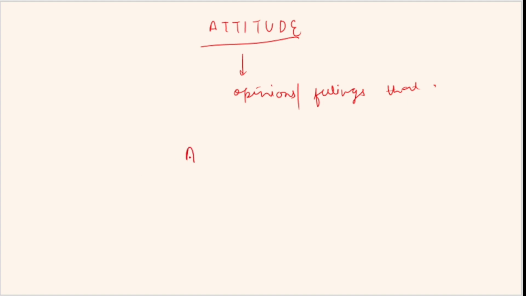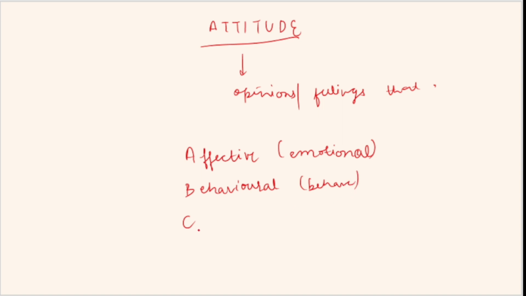It has an ABC component. It has an affective component, which is an emotional component: how we actually feel about that other person. It has a behavioral component: how we behave with the other person or how we behave towards that other object. And it also has a cognitive aspect: what perception do we have of the object or of the person.